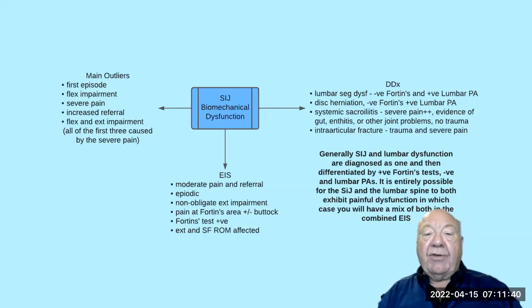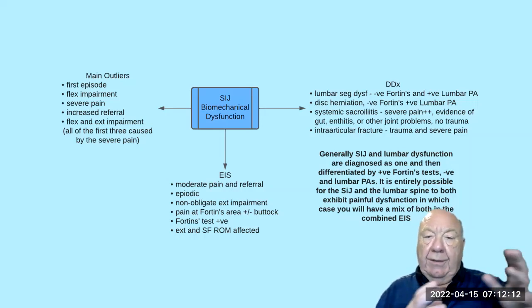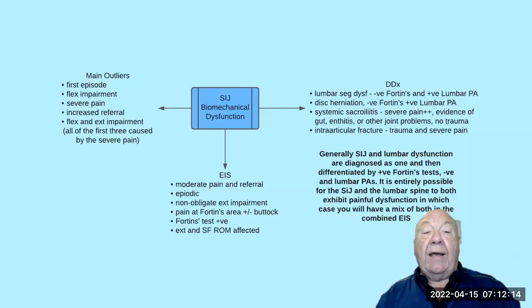The main outliers of SIJ dysfunction are, as always, first episode, flexion impairment rather than extension impairment, severe pain with increased referral. That is often on the first episode. But remember that the SIJ is a big joint, so there's a lot of nociceptors present, so you can get a lot of pain from it. More often, this is more painful. When it is painful, it's more painful than, say, a lumbar dysfunction. And if it's really severe, you're going to get flexion and extension impairments. So this is EIS, differential diagnosis, and the outliers. All of that should lead you to this diagnosis.